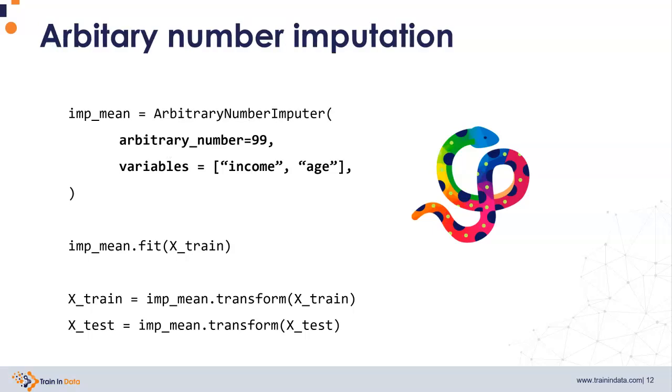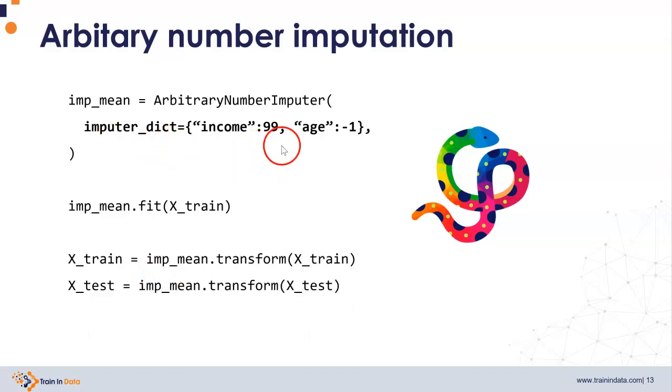To perform imputation with an arbitrary number, we need a separate class, the ArbitraryNumberImputer, that will take the arbitrary number to use to modify all the variables, and then the variables that we want to modify in a list. This way, income and age will be imputed with 99. We apply the methods fit and transform as usual. But with the ArbitraryNumberImputer, we can also impute different variables with different values, just like with pandas fillna. What we need to do in this case is to pass the dictionary with the values to use for the imputation into the imputer_dict parameter. And then we apply fit and transform as normal.